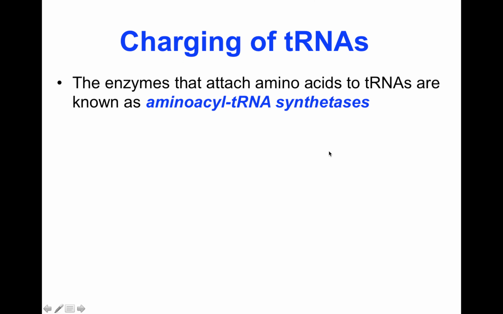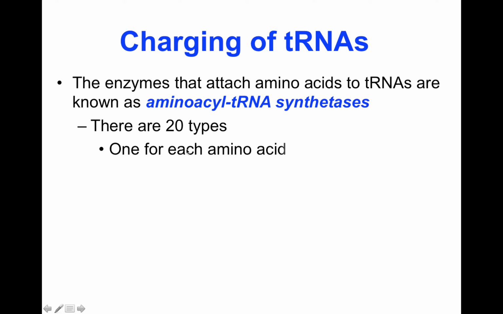How do you charge a tRNA? How do you attach an amino acid to a tRNA molecule? The enzymes are called amino-acyl tRNA synthetases. I often refer to them as synthetases. There are 20 different types, one amino-acyl tRNA synthetase for each amino acid. Just one per amino acid.